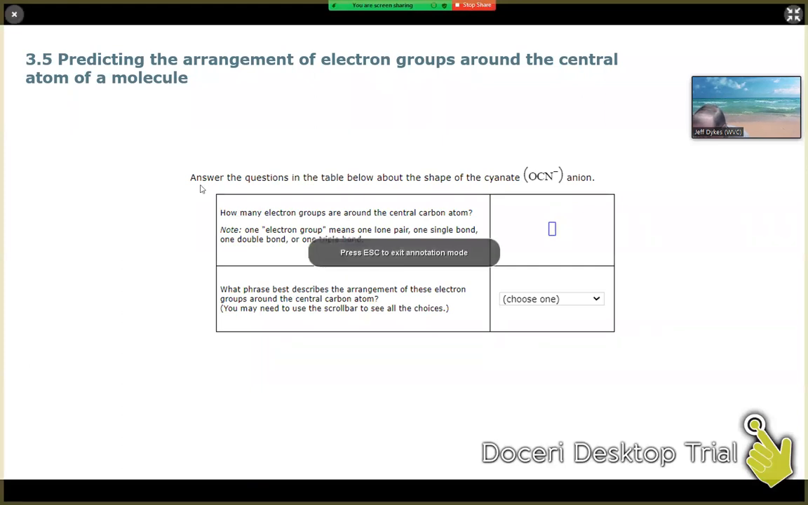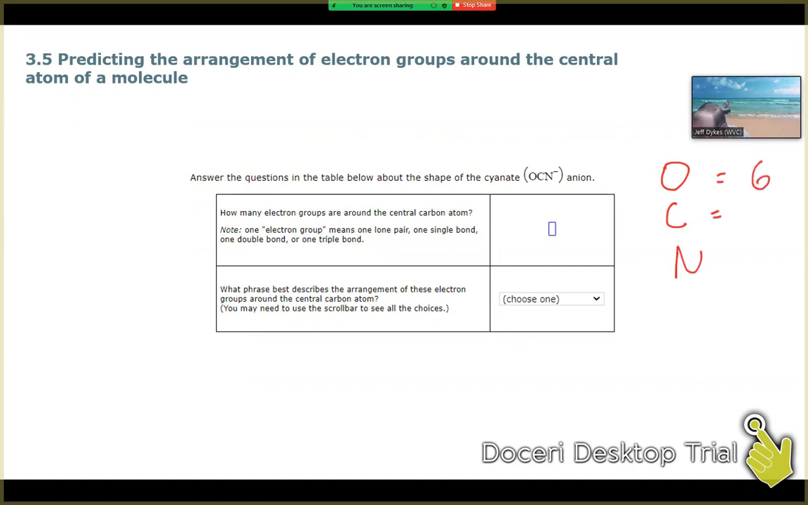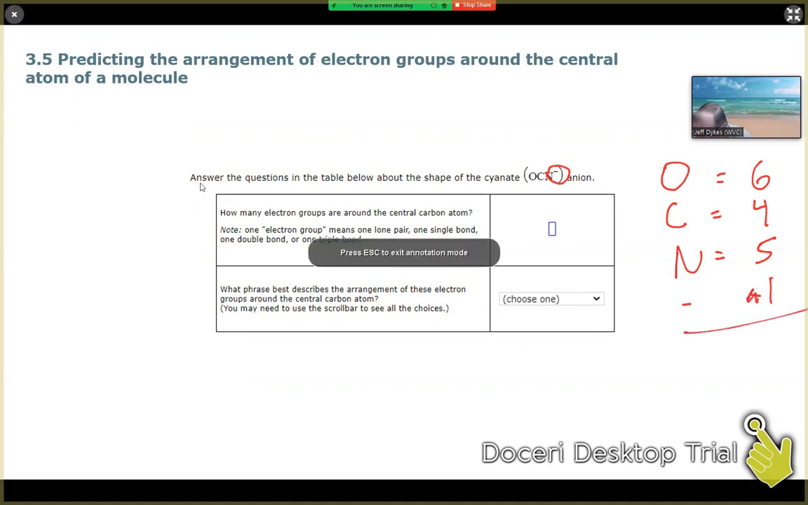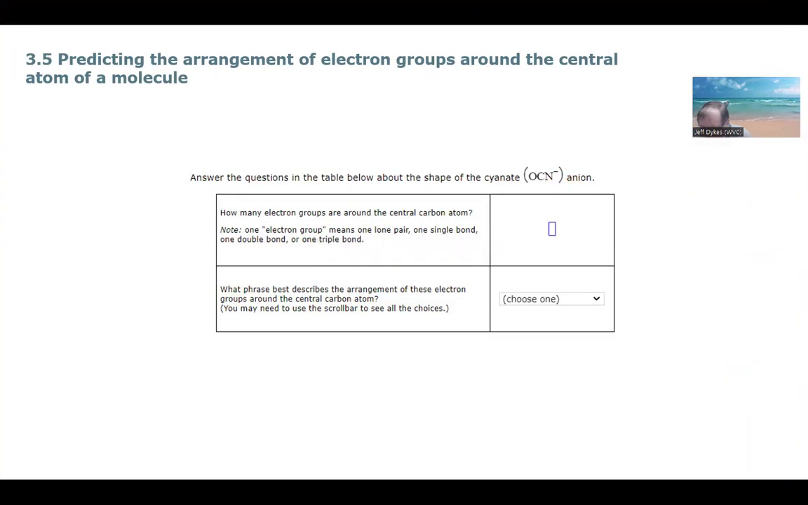For the Lewis structure, we need the total number of valence electrons. So we have oxygen and carbon and nitrogen. Oxygen is in group 6A, so it has 6 valence electrons. Carbon's in 4A in the periodic table, so it has 4. Nitrogen is in 5A, so it has 5. And then there's a negative charge on this ion, so it's going to have an extra electron for that. So we're going to have a total of 16 electrons.